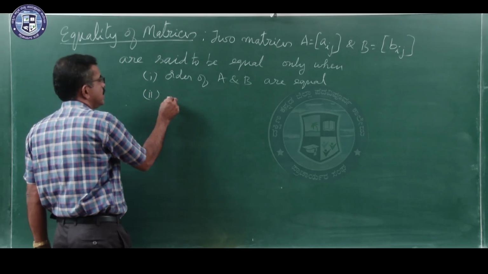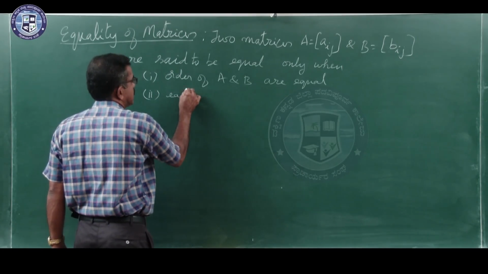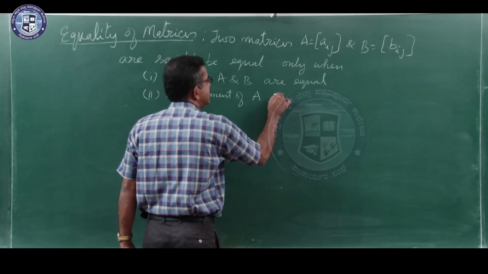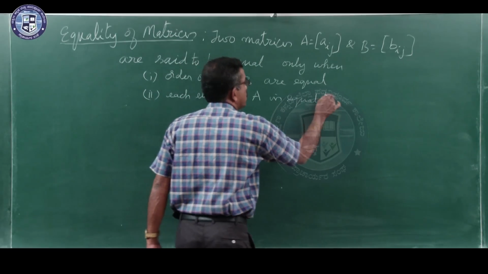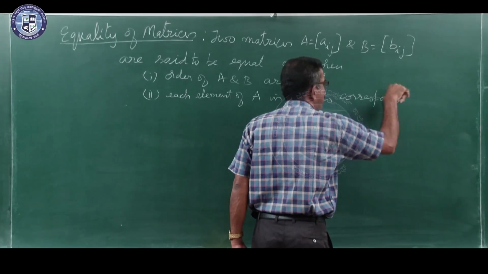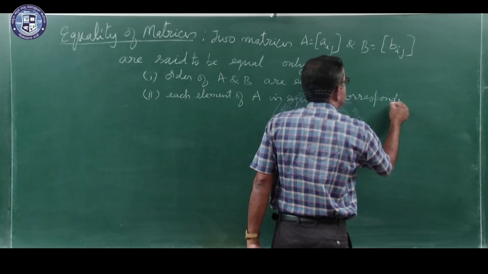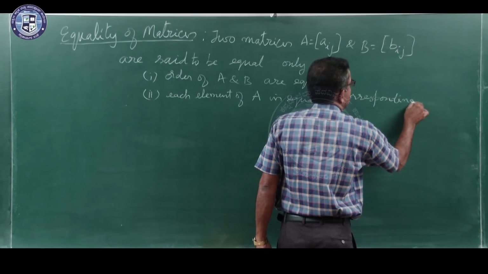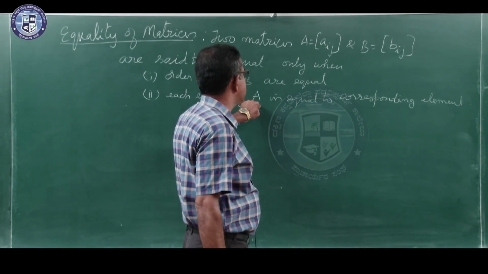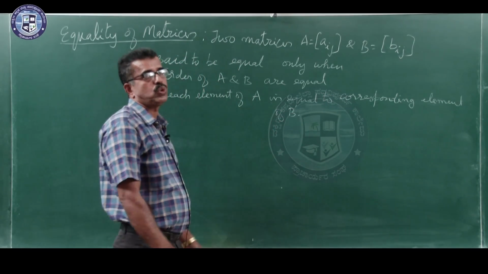Second, each element of matrix A is equal to the corresponding element of B. What do you mean by corresponding element? The very first element A11 of capital A should be equal to B11 of matrix capital B. Each element of matrix A must be equal to the corresponding element of B. So, this should be the condition.